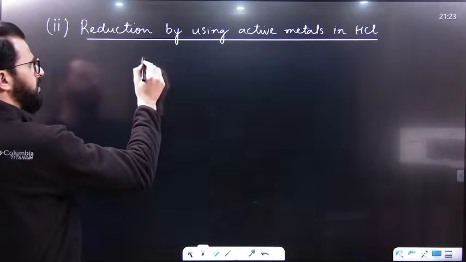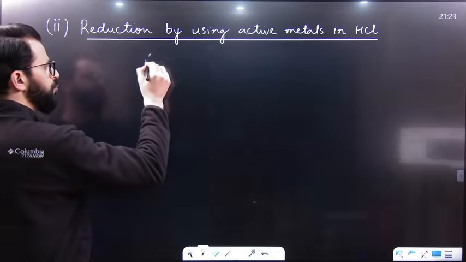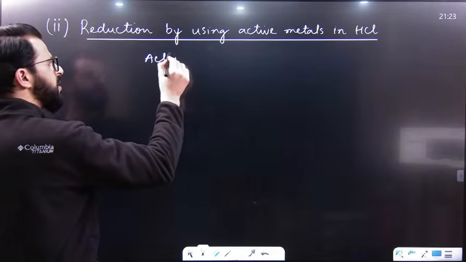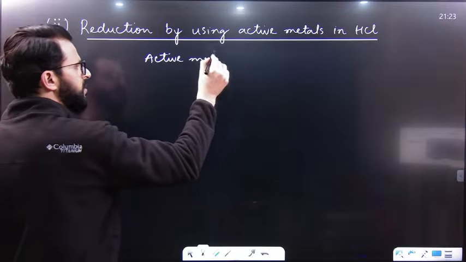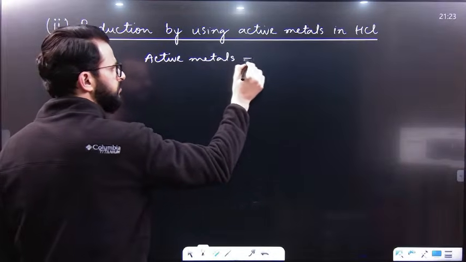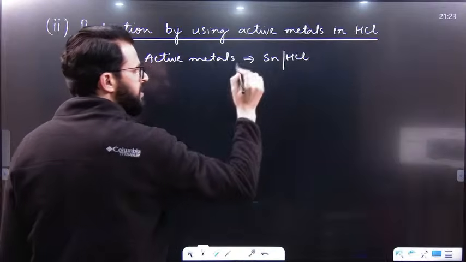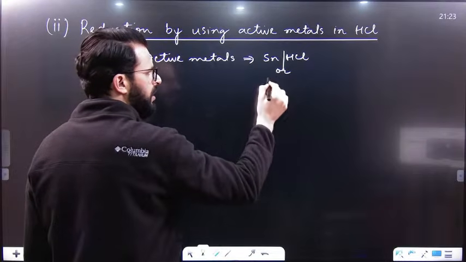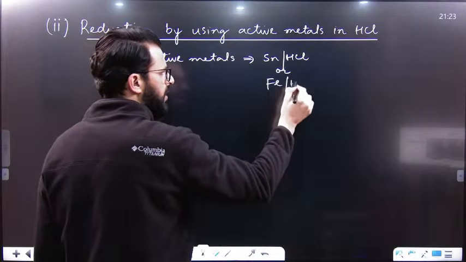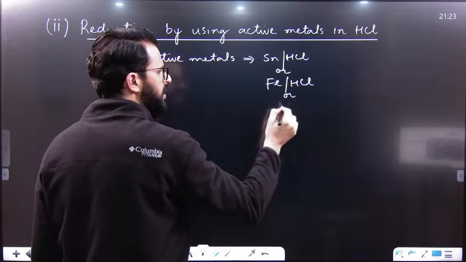Now, what are these active metals which are generally used? Active metals which are generally used are tin, and in acidic medium, that means tin in HCl. Similarly, iron in HCl, or zinc in HCl.